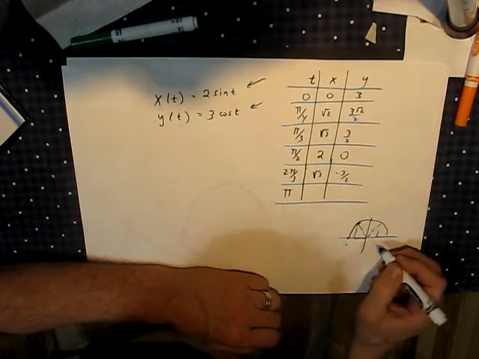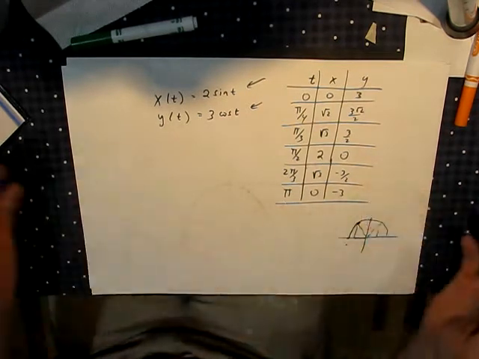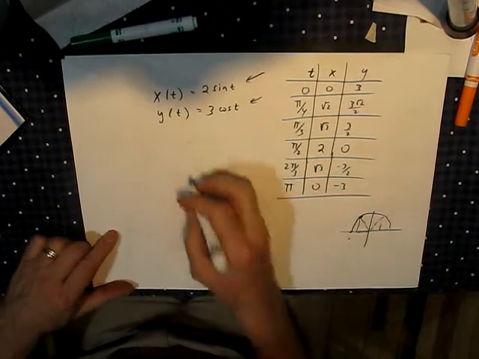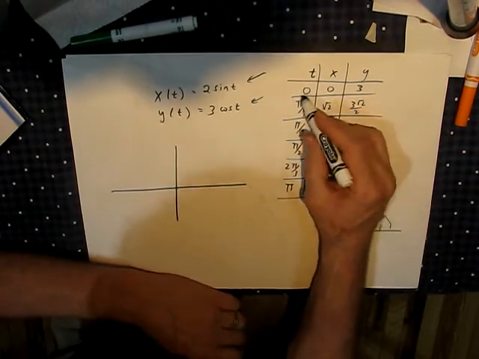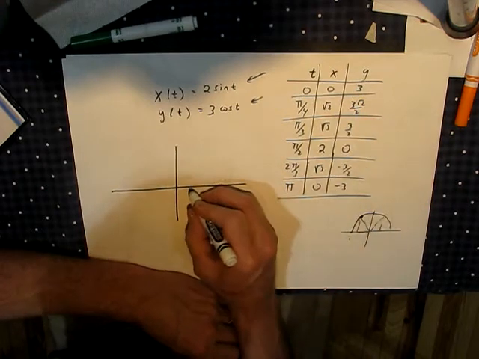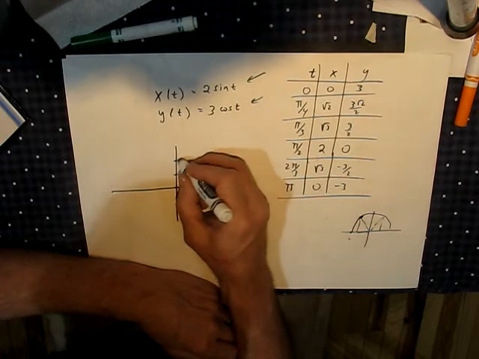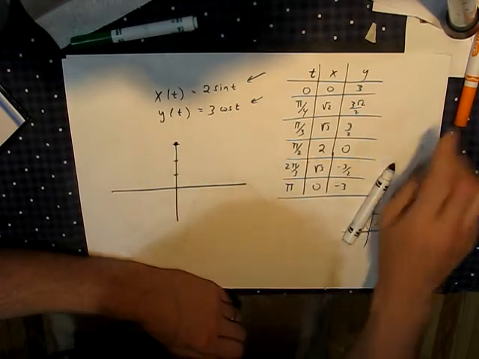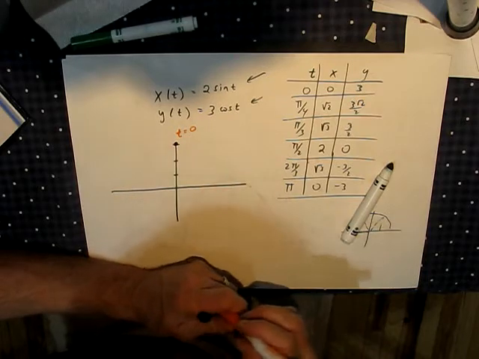And then at pi we're over here, and the sine is 0 and the cosine is negative 1. So we've got a bunch of points. Let's plot them out and see what happens. First off, at t equals 0, the point is (0, 3). X is 0, y is 3. So we're up here, and I'm going to put in here t equals 0.